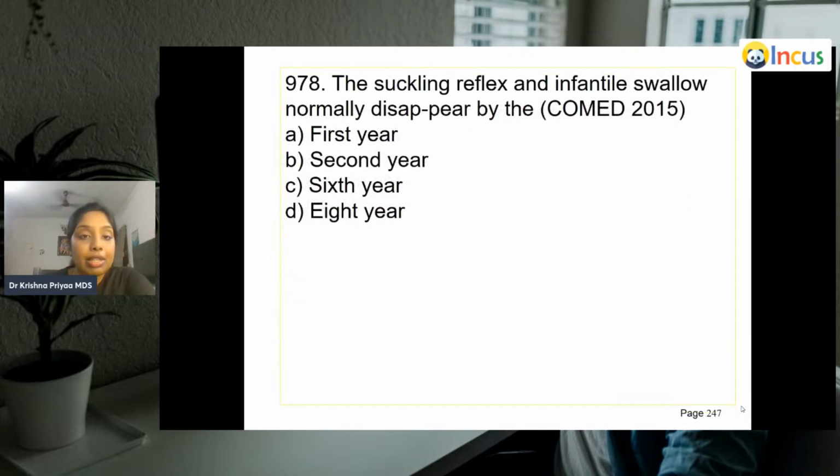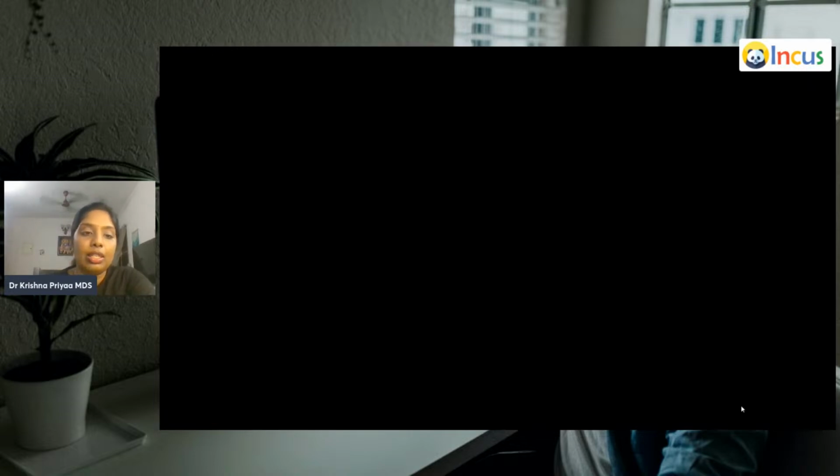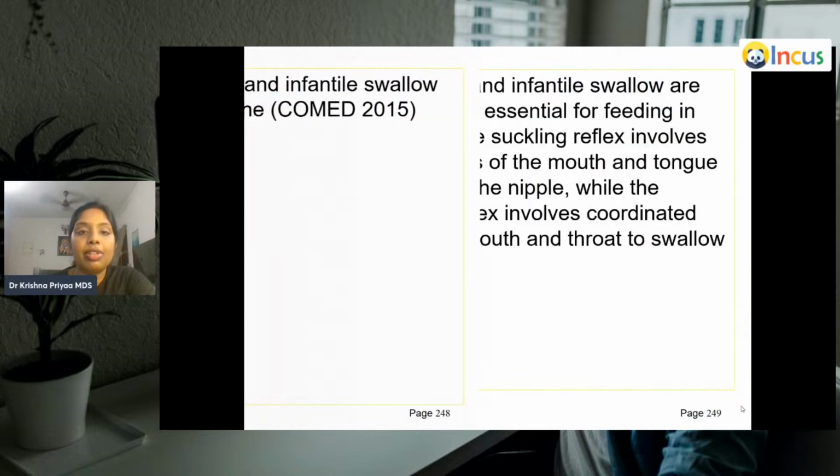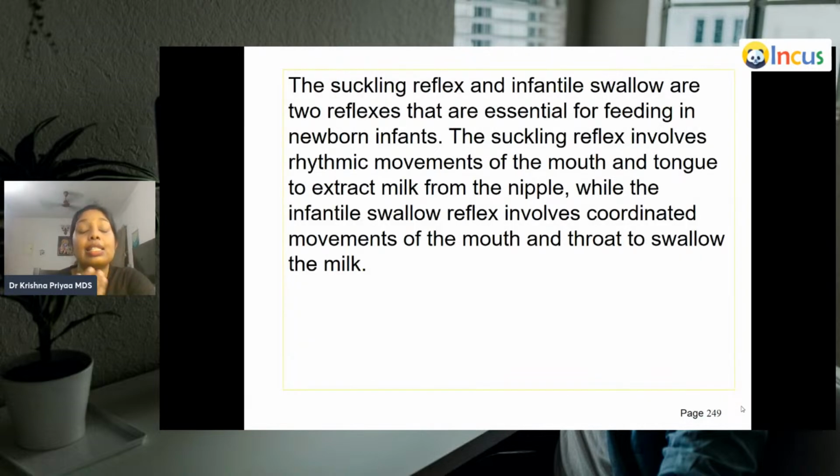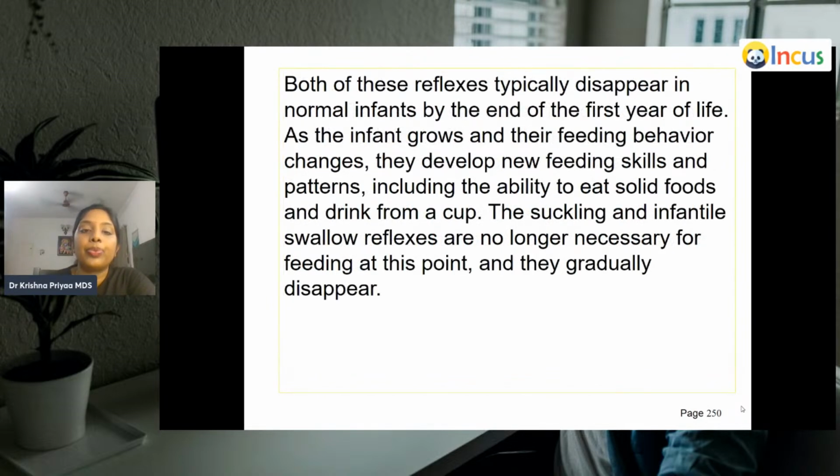Then, after the rooting reflex, we have the sucking reflex and infantile swallow. By what age do they normally disappear? By the first year. You know what sucking reflexes are? They are essential for feeding newborn infants. It involves the rhythmic movement of the mouth and the tongue to extract milk from the nipples. So that is the reflex they basically need in order to survive their first year. This will disappear after the first year of birth.